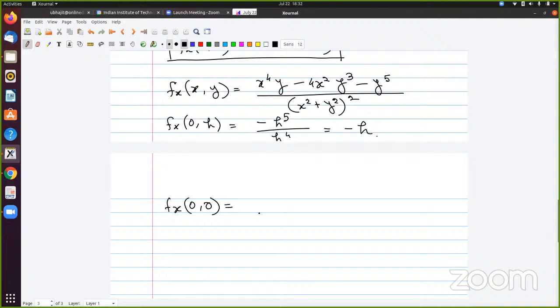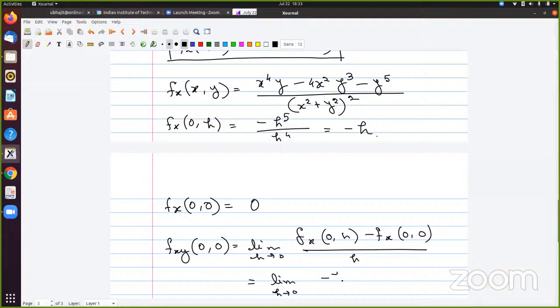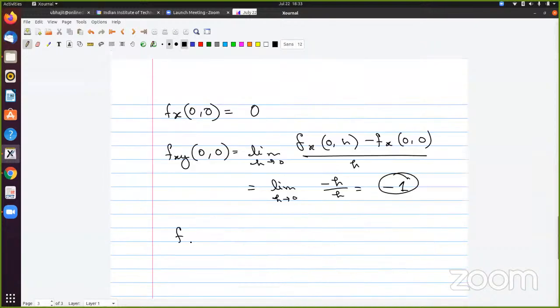So fxy(0, 0) will be the limit as h tends to 0 of [fx(0, h) minus fx(0, 0)] by h. So we are eventually ending with minus h by h. So this is minus 1, correct? So these two are different, as we can see. This is minus 1, which is not equal to 1, and 1 is basically this.